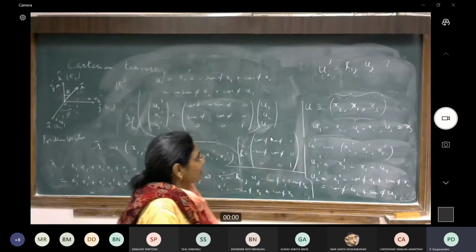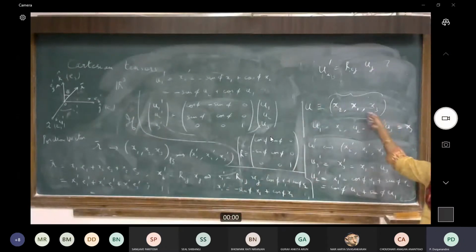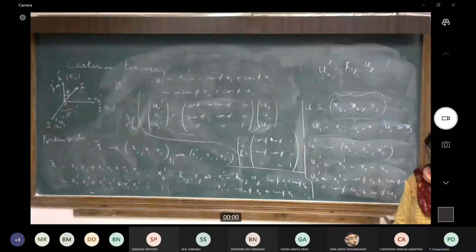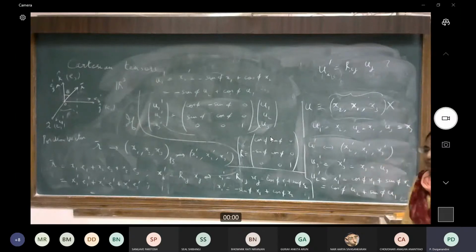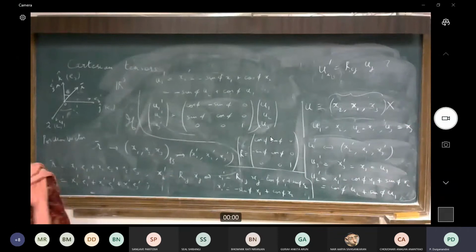So therefore, if I put the order of these three elements like x2, x1, x3, does this constitute a Cartesian tensor of rank 1 by definition? It doesn't satisfy, right? So therefore this is not a vector, or it's not a rank 1 tensor.